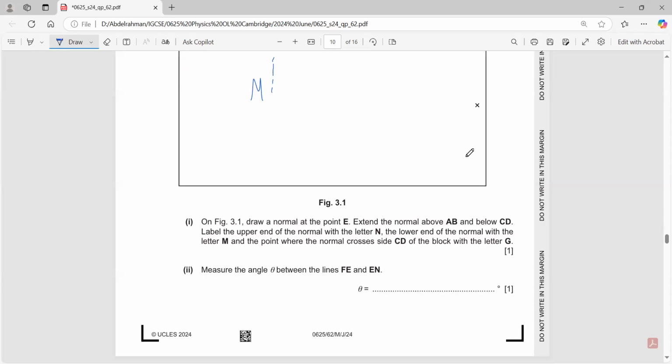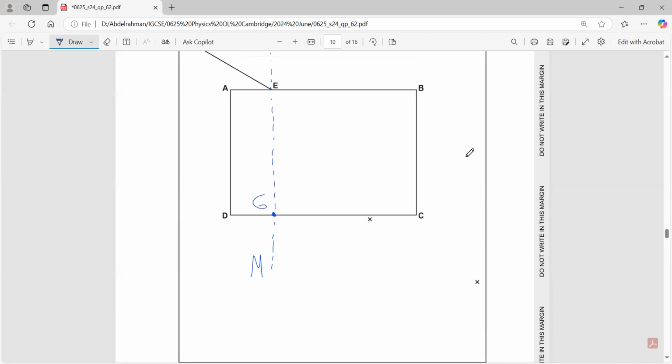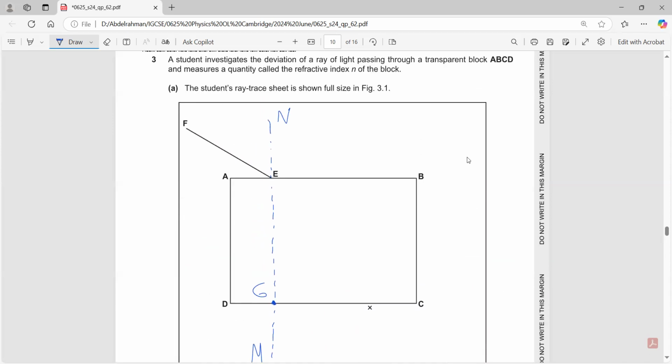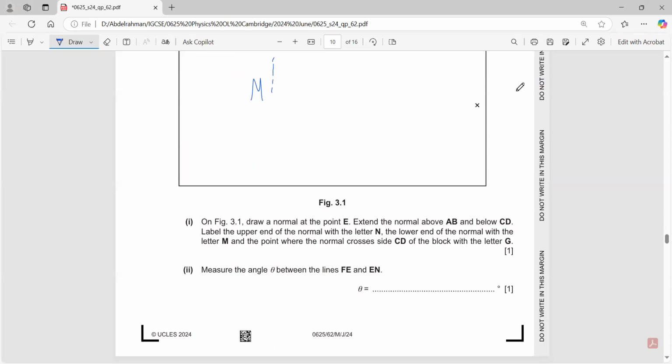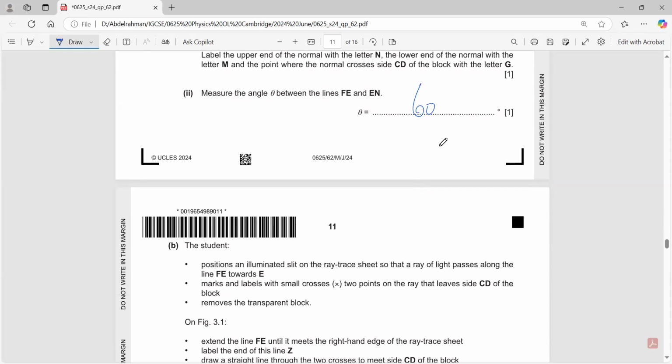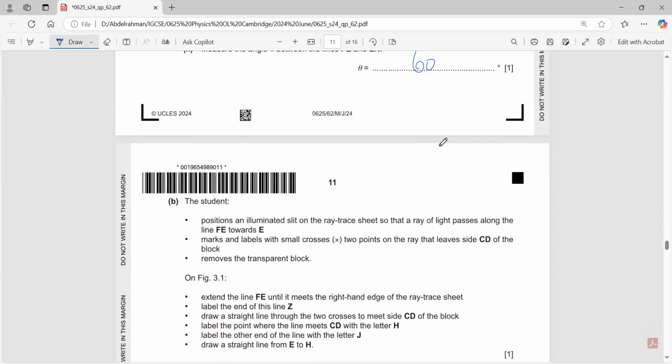Measure the angle theta between lines FE and EN. Can I find this angle theta? Yes, I can. Angle theta would be 60 degrees. So this is the angle theta.